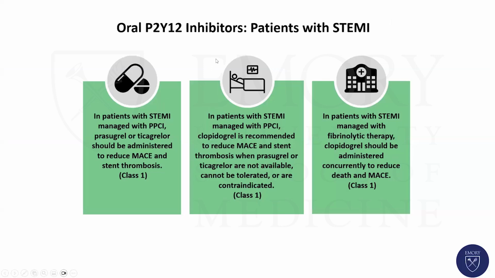What about oral P2Y12 inhibitors in patients with STEMI? Potent P2Y12 inhibitors should be used. So therefore, we say in class 1, in patients with STEMI managed with primary PCI, prasugrel or ticagrelor should be administered to reduce MACE and stent thrombosis. Now, in patients with STEMI managed with primary PCI, clopidogrel is still recommended to reduce MACE and stent thrombosis when prasugrel or ticagrelor are not available, cannot be tolerated, or contraindicated. And then in patients with STEMI managed with fibrinolytic therapy, clopidogrel only should be administered to concurrently reduce death and MACE, because the bleeding risk with prasugrel or ticagrelor really is quite significant in patients who receive fibrinolytic therapy, and therefore clopidogrel is the drug given a class 1 indication.